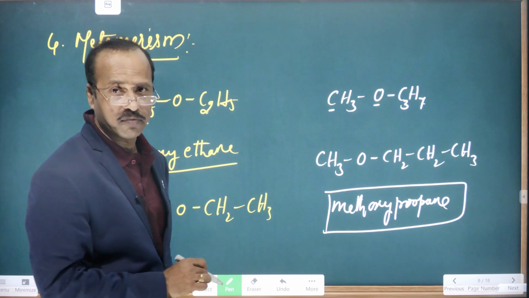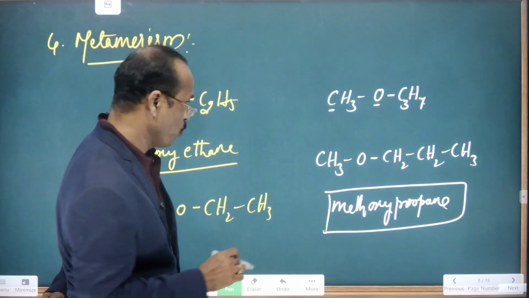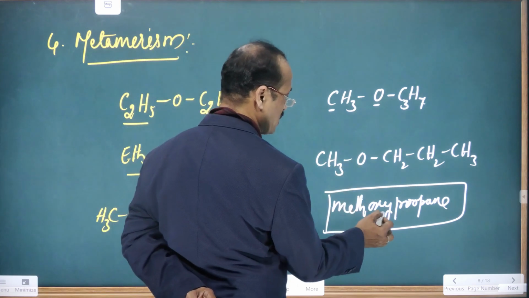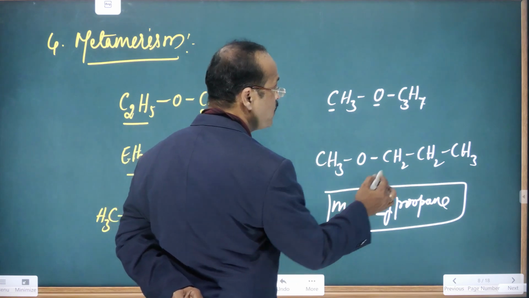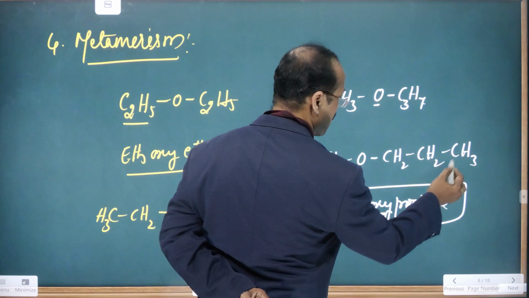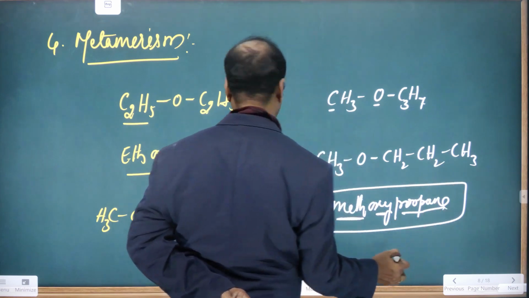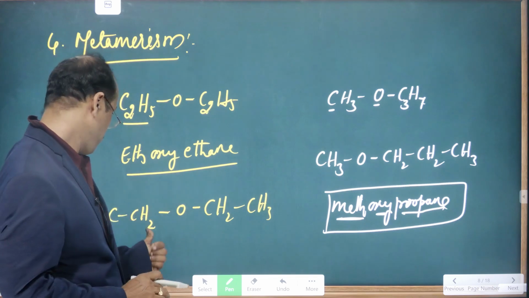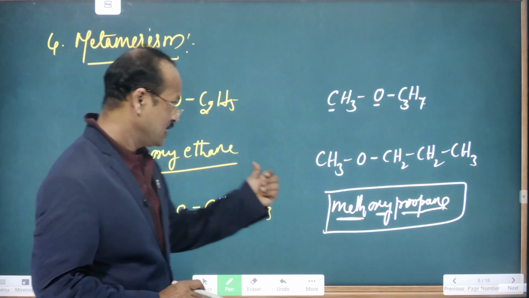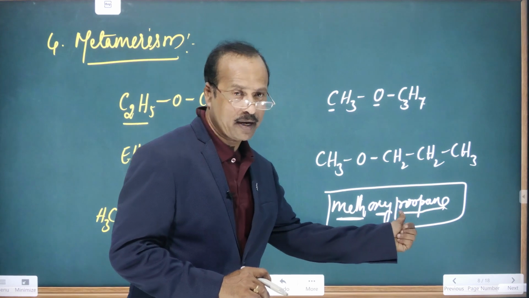Methoxypropane. What is the name of this one? Methoxypropane. See here, this is oxygen. On the left side there is only one CH3, that's called meth, and 1, 2, 3, three carbons are called prop. So propane. So what's the name of this one? Ethoxyethane. This is methoxypropane, right?